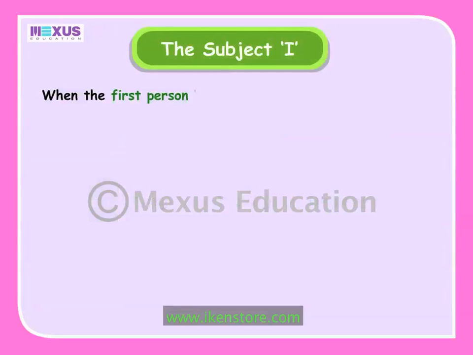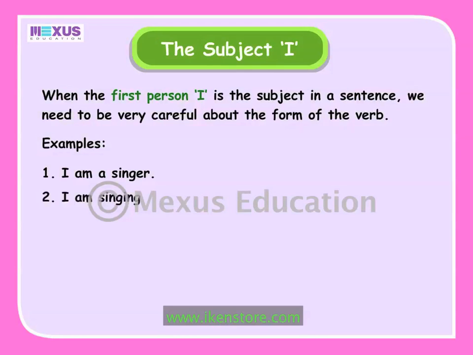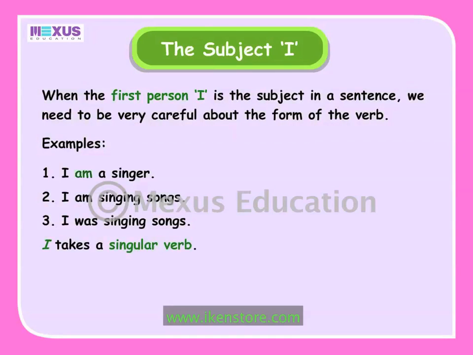When the first person I is the subject in a sentence, we need to be very careful about the form of the verb. Look at the following sentences. I am a singer. I am singing songs. I was singing songs. In these three sentences, I takes a singular verb: am, am singing, and was singing.